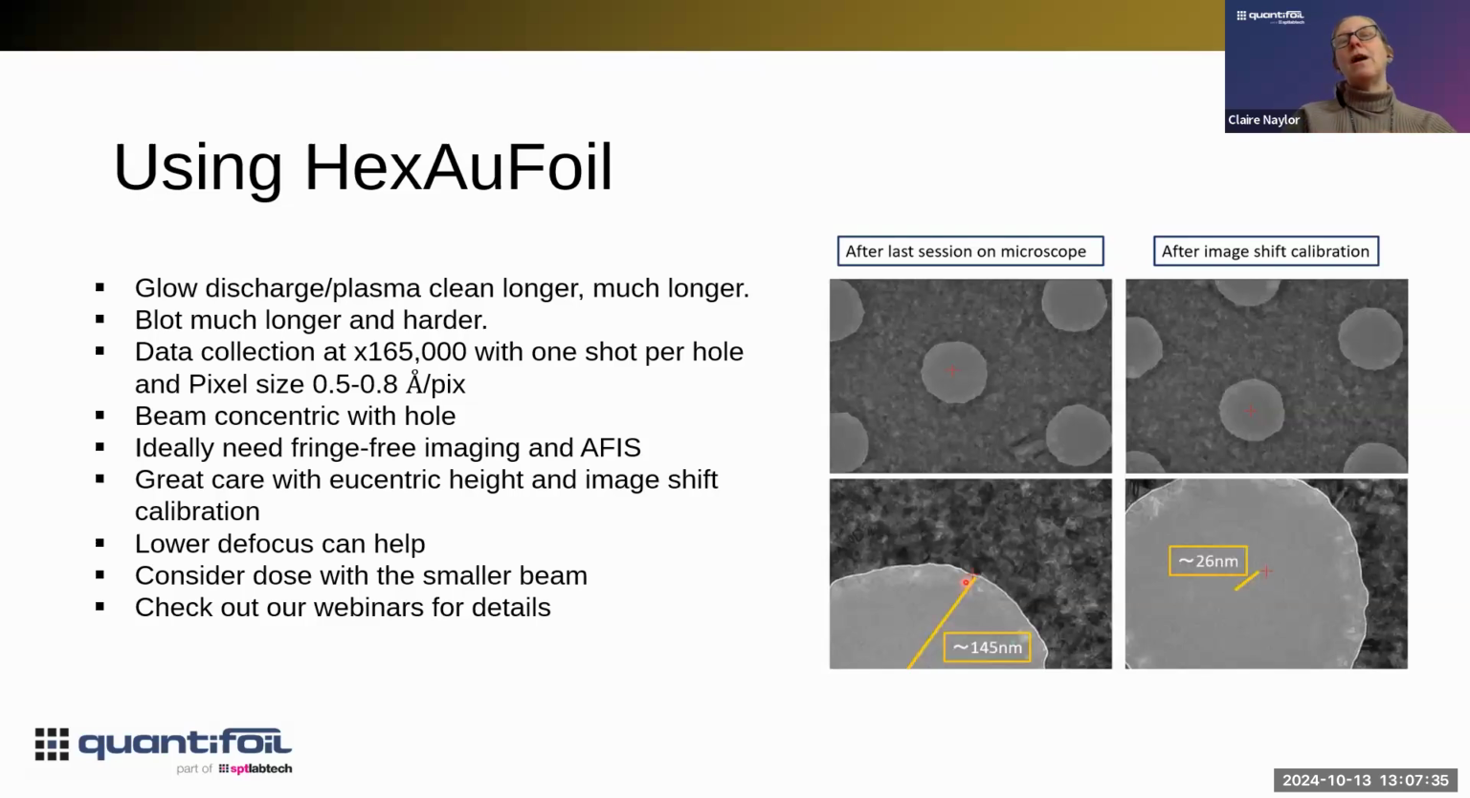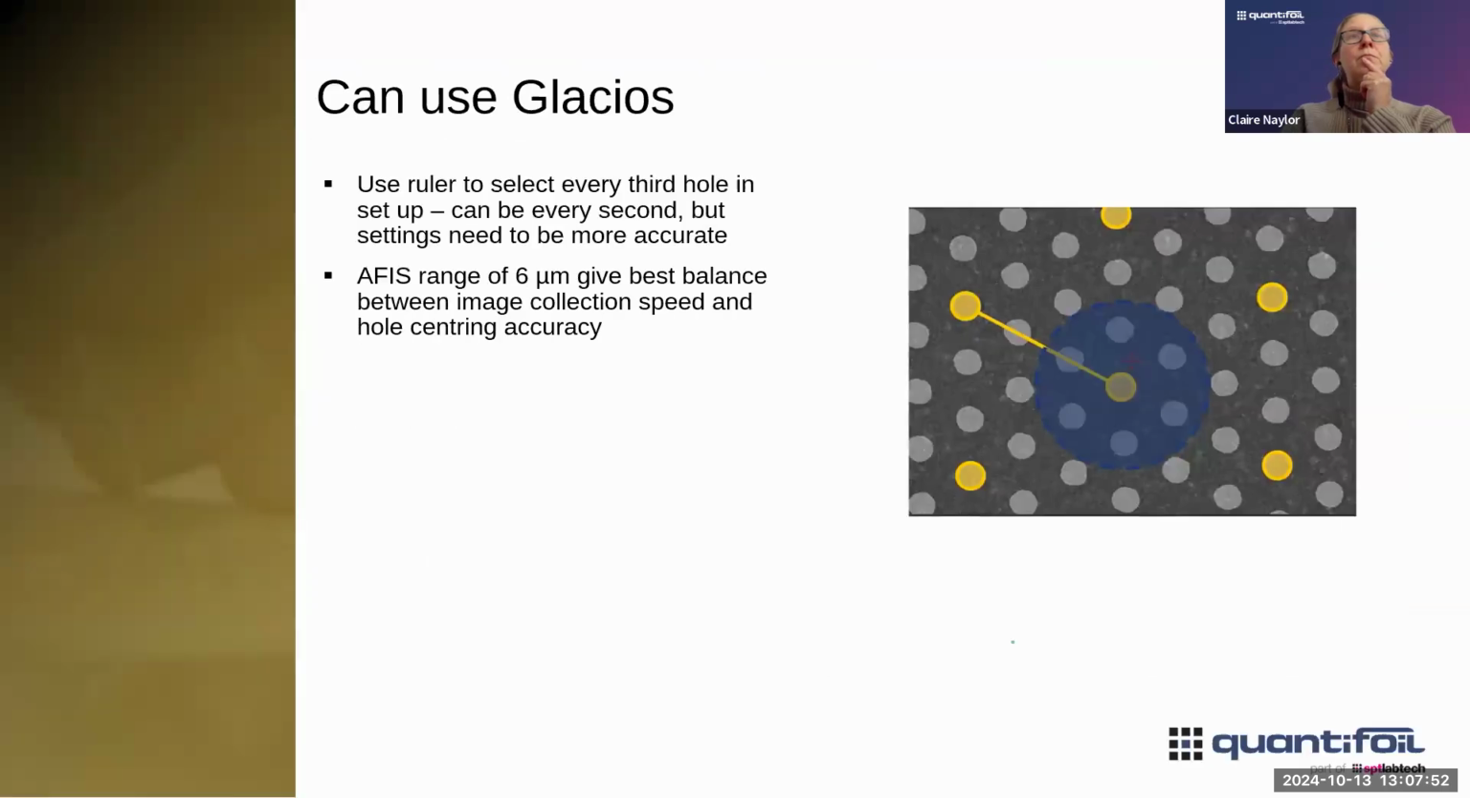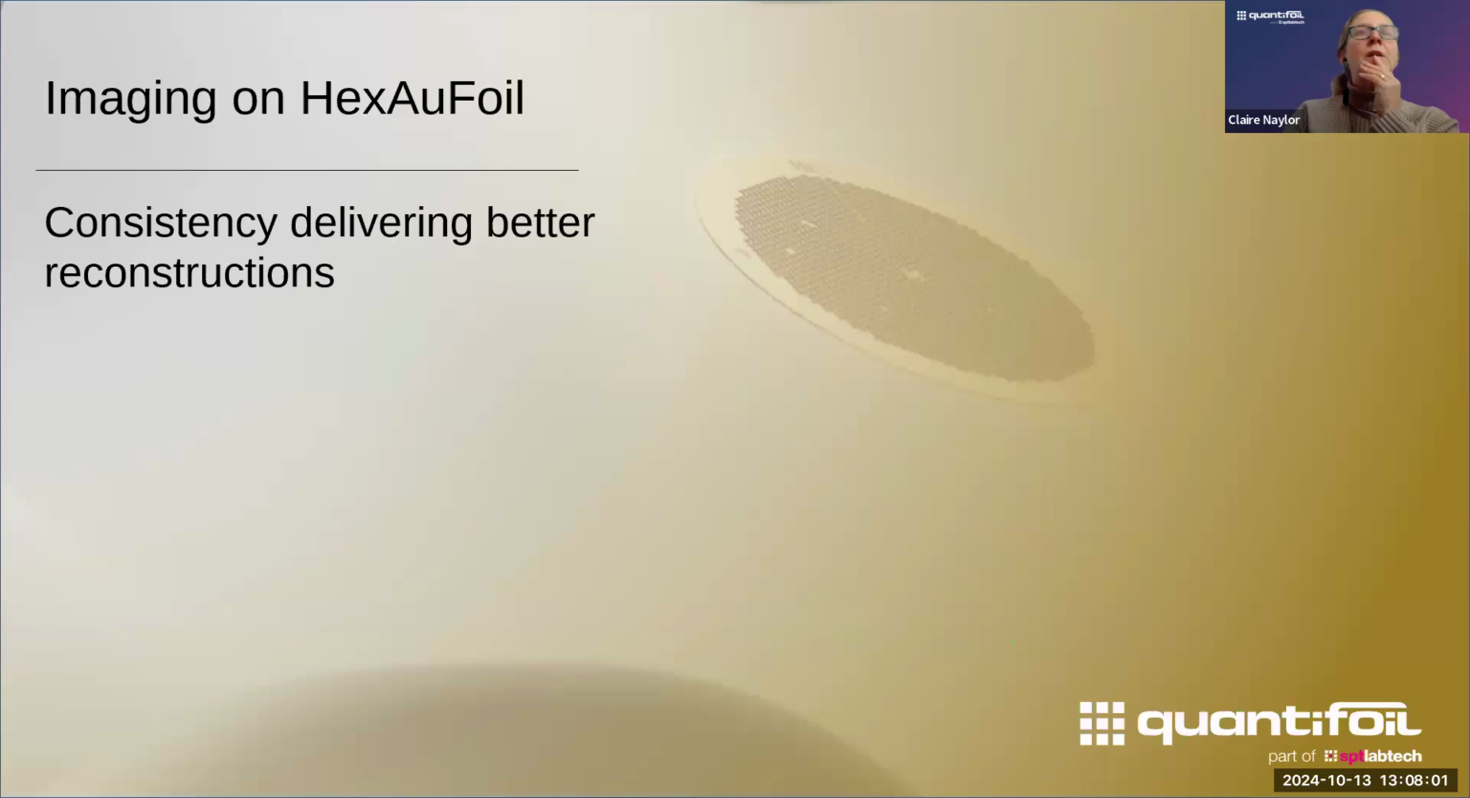And this is just an example where, if you leave the same image shift correction after the last session of the microscope, you miss the hole at the edge of the aperture region because you're at 145 nanometers. But if you just recalibrate, you get most of every hole. And just to say, you can use it on Glacios, but because of the beam, if you don't have fringe-free imaging, you do have to skip, but you can use them.